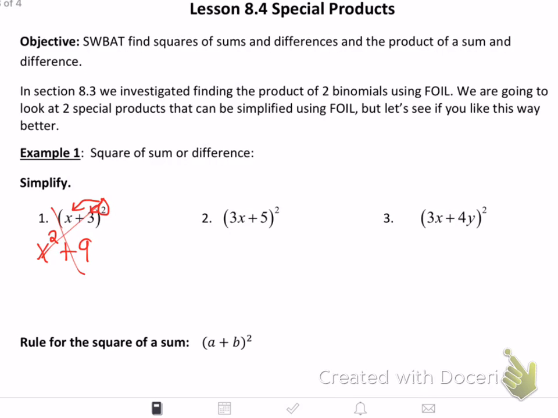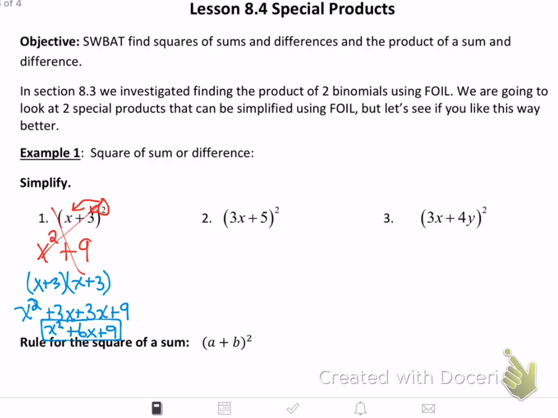Because when you really think about it, and I'll do the correct way in blue, when you think about what x plus 3 squared means, it means x plus 3 is being multiplied by itself 2 times. And so really what you have here is a FOIL problem. When you do the first, you get x squared. When you do the outer, you get 3x. When you do the inner, you get another 3x. When you do the last, you get a 9. So my simplified is x squared plus 6x plus 9.